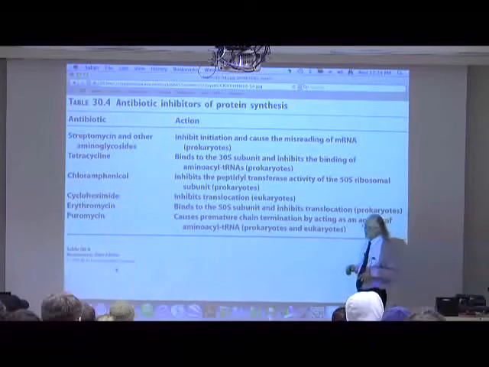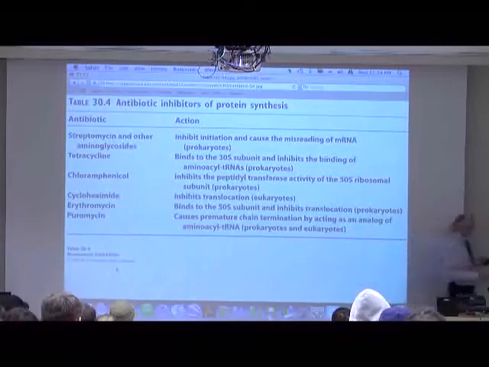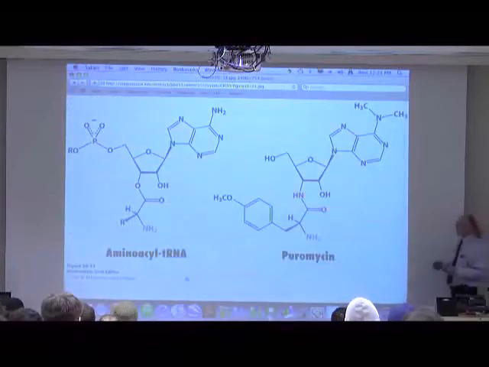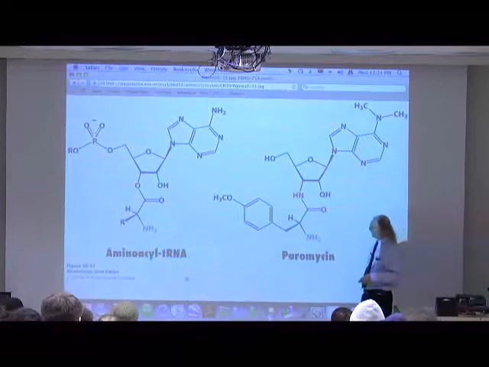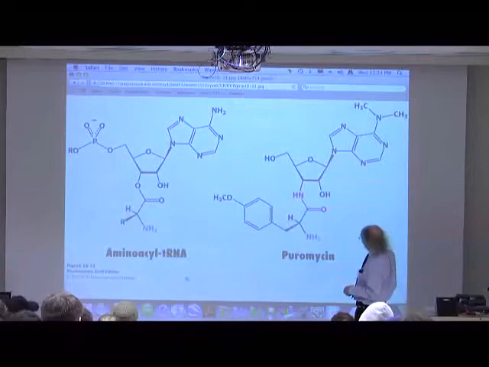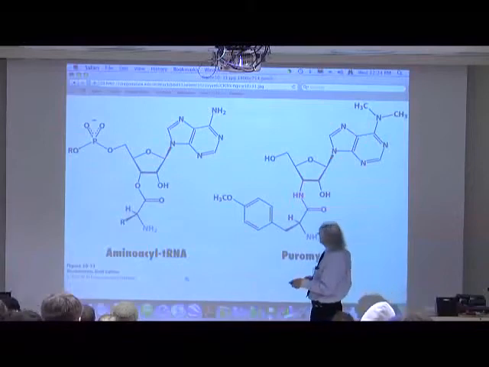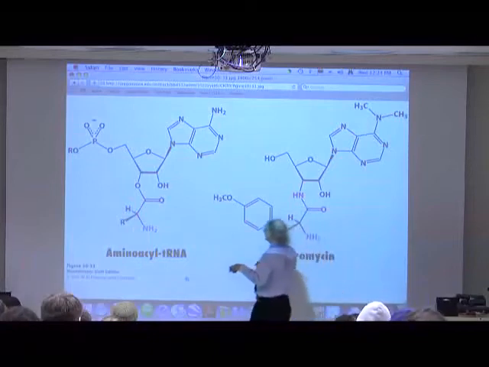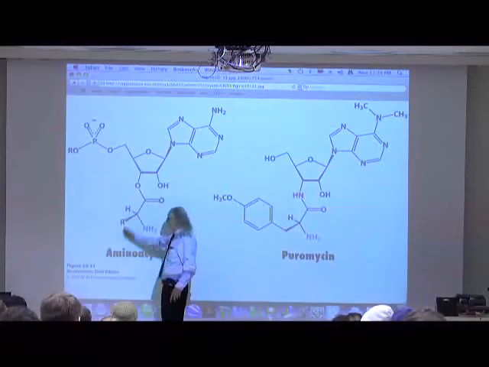Puromycin causes premature chain termination. This was a very cool mechanism. I think I may have a figure of at least the structure of puromycin. Puromycin looks like an aminoacyl tRNA, but it's not. This is what we would have in an aminoacyl tRNA: the rest of the tRNA sequence down here.